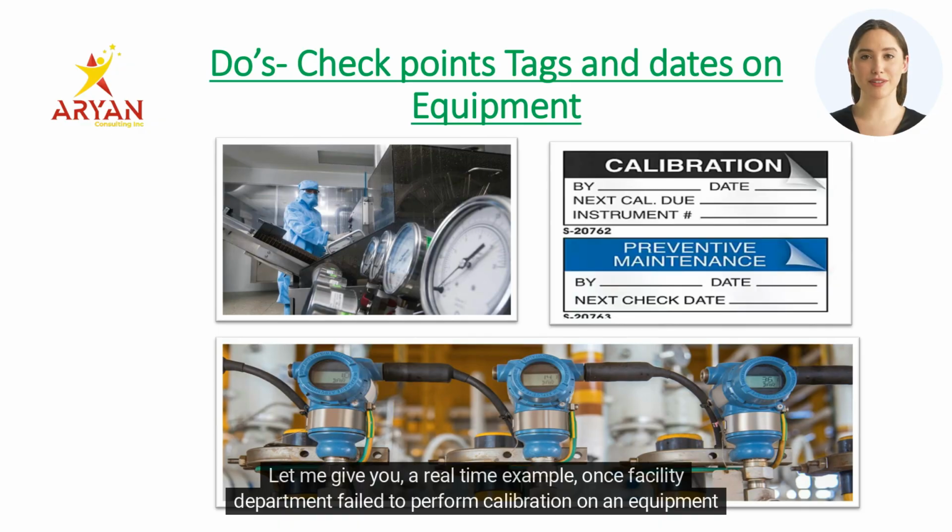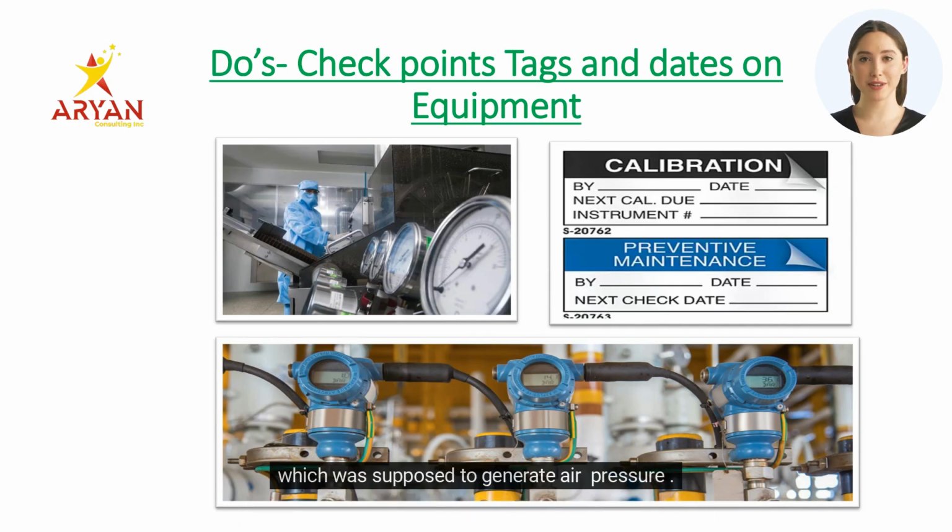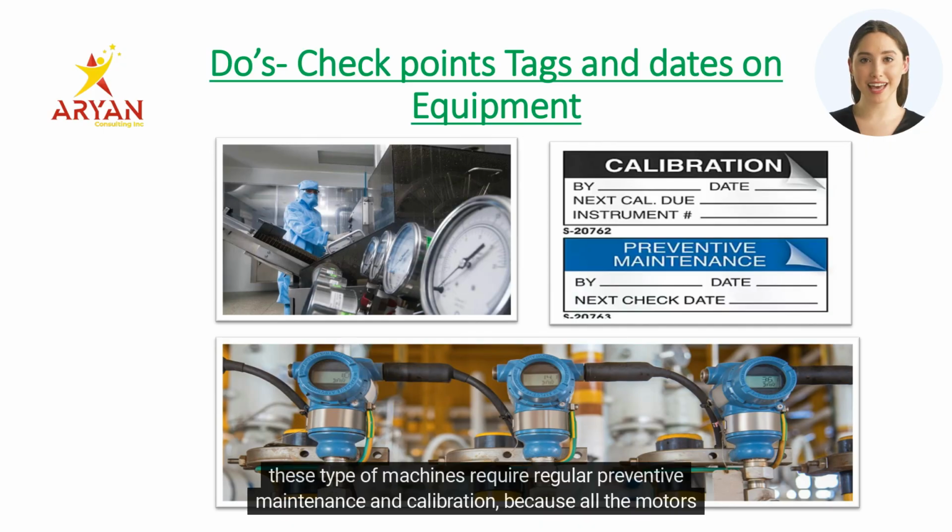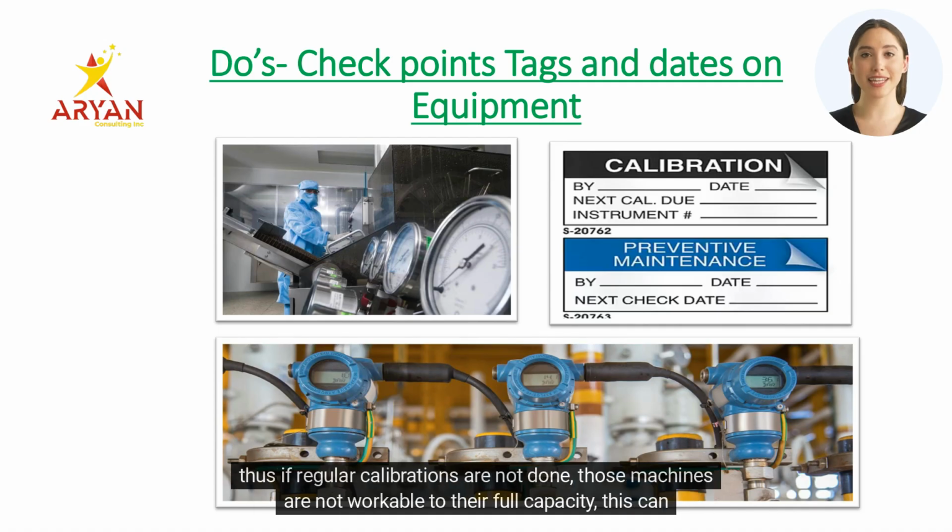Let me give you a real-time example. Once a facility department failed to perform calibration on an equipment which was supposed to generate air pressure. These types of machines require regular preventive maintenance and calibration, because all the motors inside run on certain RPM, rounds per minute, and this can go off due to constant heavy vibration and heat. Thus, if regular calibrations are not done, those machines are not workable to their full capacity.